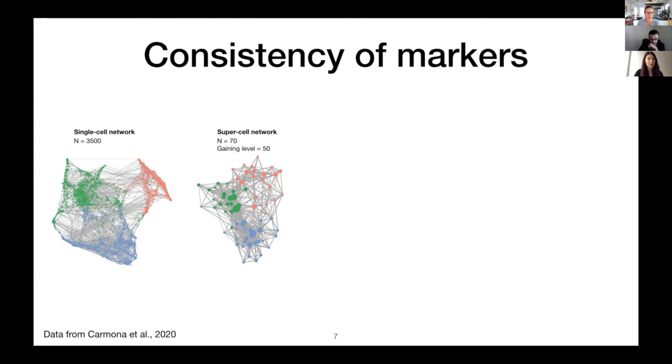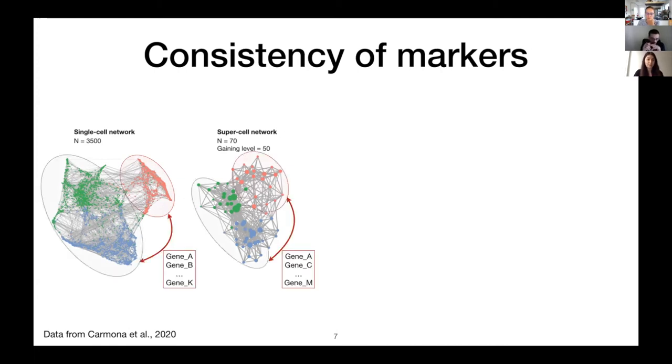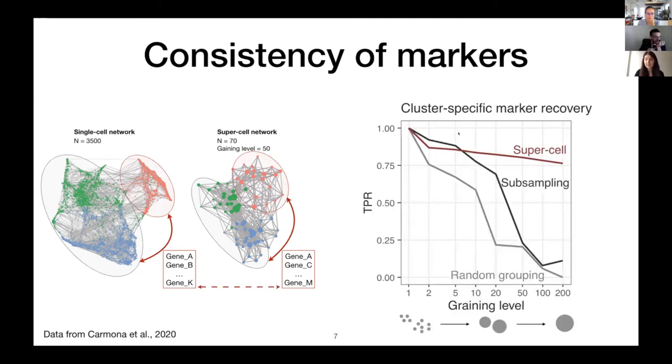So once we have our clusters, the next question we usually ask is, what are the markers of those clusters? Basically, which genes are upregulated in one cluster compared to others? And here I'm comparing those two sets of genes defined at the single-cell and supercell level. And here again in red, you can see that we can recover up to 75% of the initial markers, even if we reduce the number of cells 100 times. And of course, it's not the case anymore for subsampling.